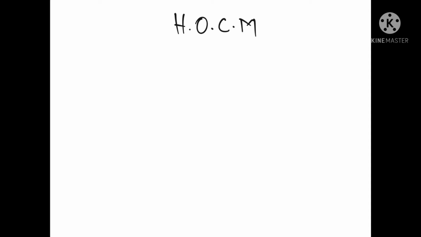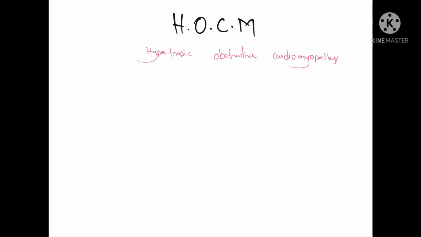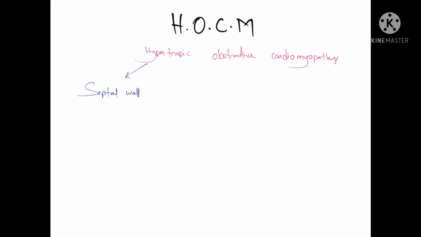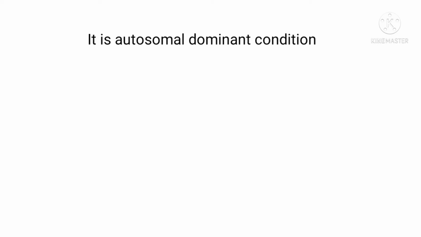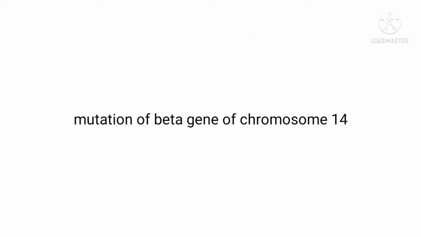Let's see HOCM. The full name of HOCM is Hypertrophic Obstructive Cardiomyopathy. The name hypertrophic originates from its characteristic finding, septal wall hypertrophy. The term obstructive came from the finding of obstruction of the aortic orifice, and it is called cardiomyopathy because it is a disease of cardiac muscle.